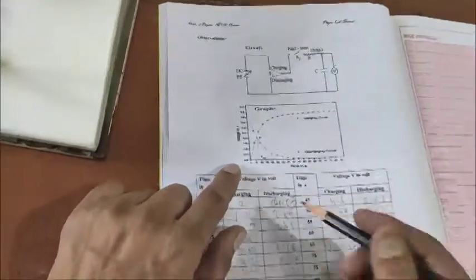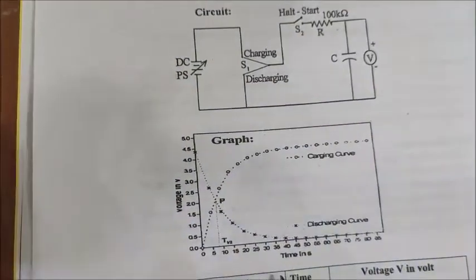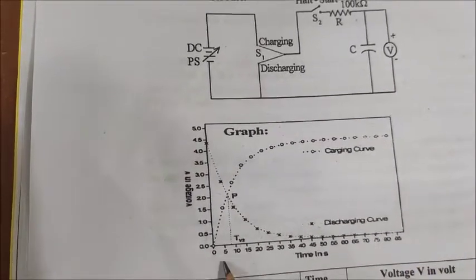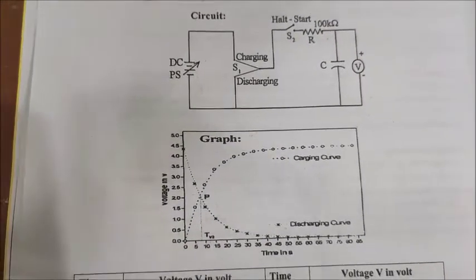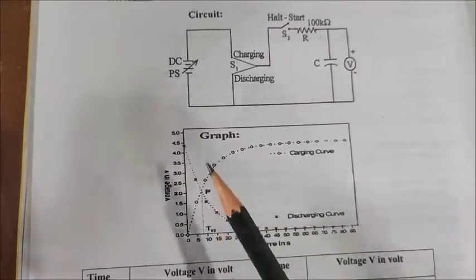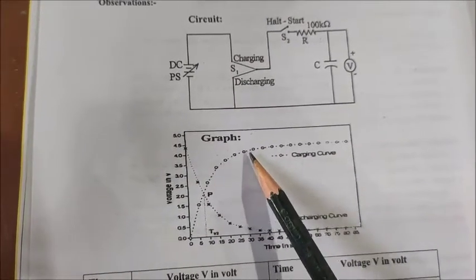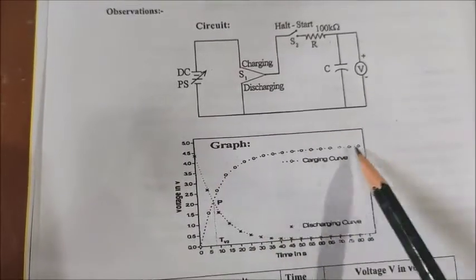The next part is, using the data you obtained, to draw the graph on a graph sheet, that is time in seconds versus voltage in volts. Along the x-axis you take time, as shown in the figure. Take a suitable scale: along the x-axis 1 centimeter for 5 seconds, and along the y-axis 1 centimeter for 5 volts. Using the data, draw the graph. You will get one curve for charging and another curve for discharging. Highlight every point by putting a small circle on each point, and draw a smooth curve.